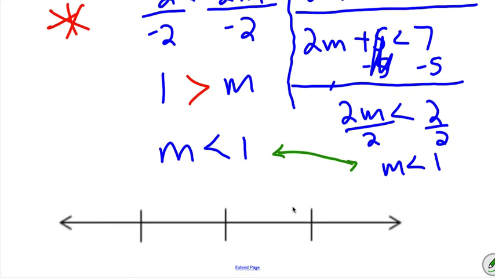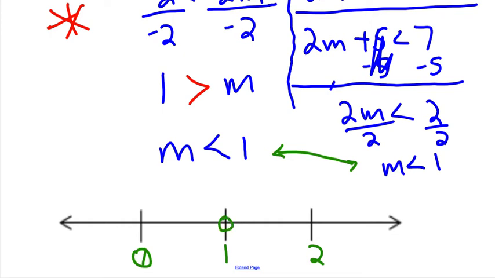Okay? So now how do we graph this? Well, we put the number that we got in the middle. One number to the left, one number to the right. So what you want to ask yourself is this symbol right here representing an open or a closed circle?